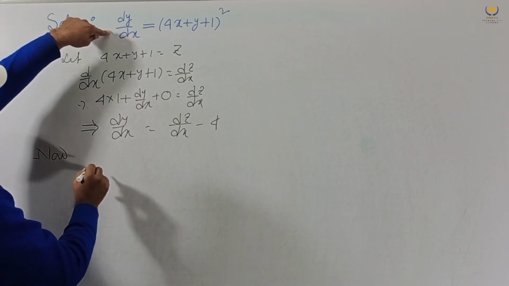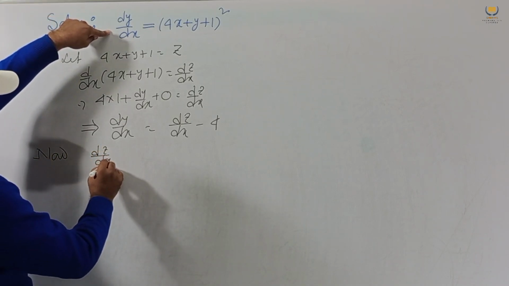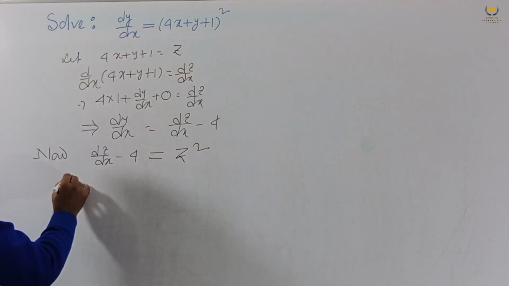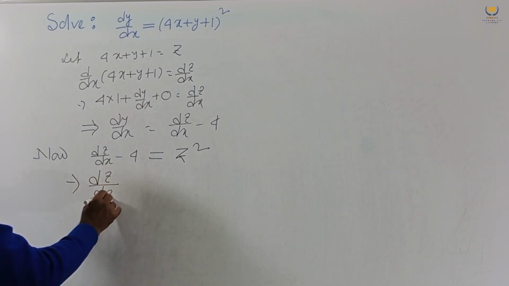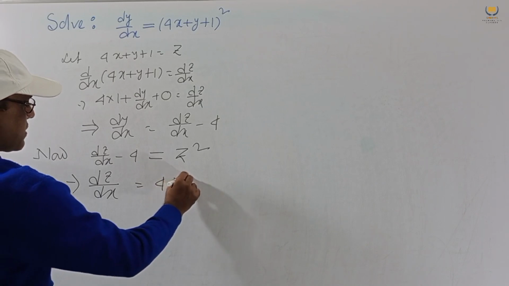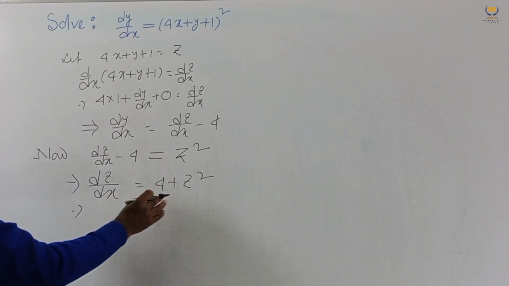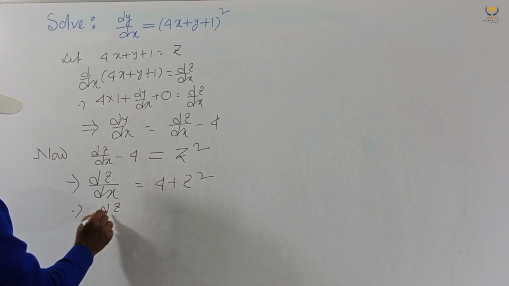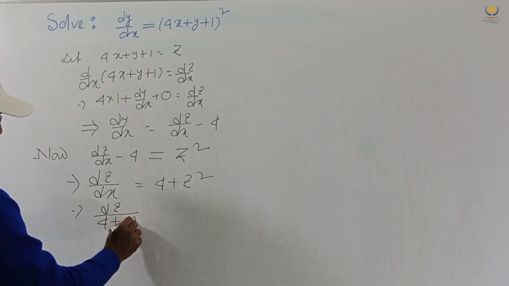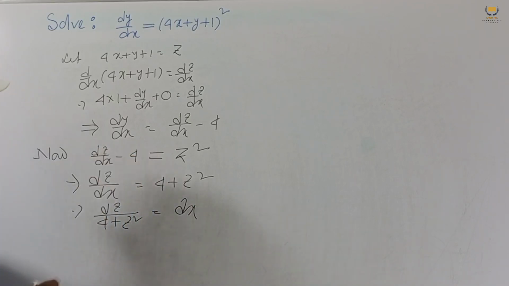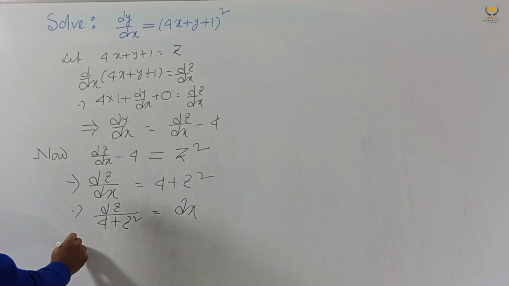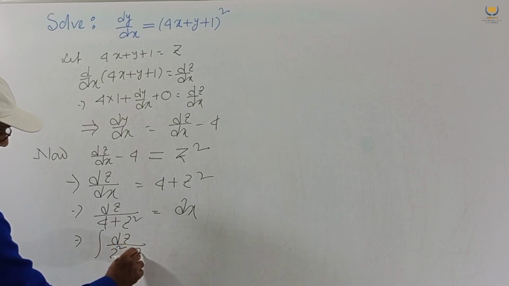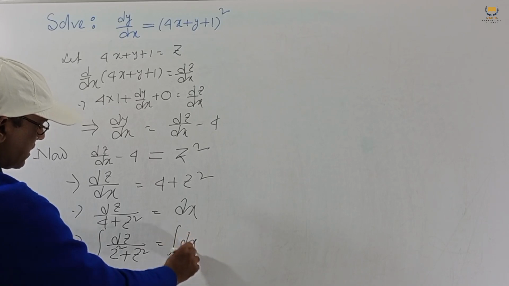Putting the value here, this value is dz/dx minus 4, and this value we consider z square, so dz/dx equals 4 plus z square. Now variable separation, here z square, here z, so taking this side, this one on the right hand side, dz by 4 plus z square equal to dx. We get this. Now we integrate both sides. dz by 4 means 2 square, z square remains same, this is dx.